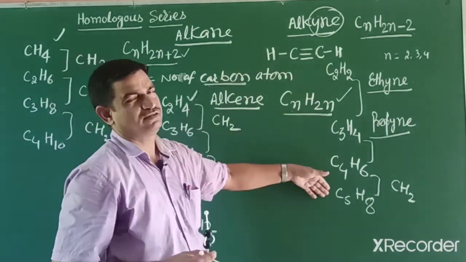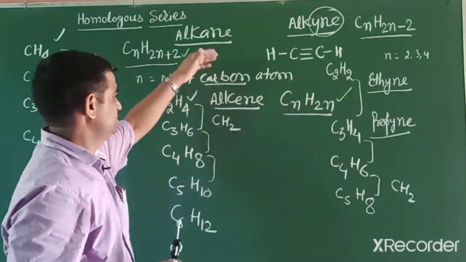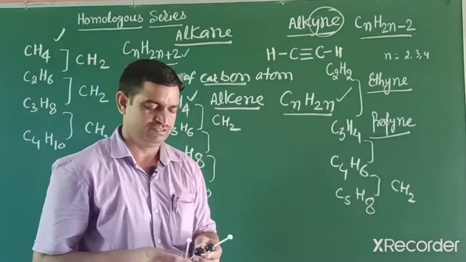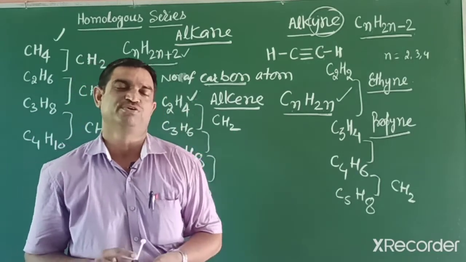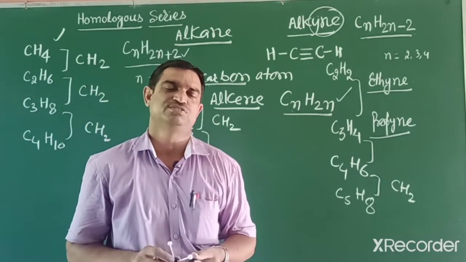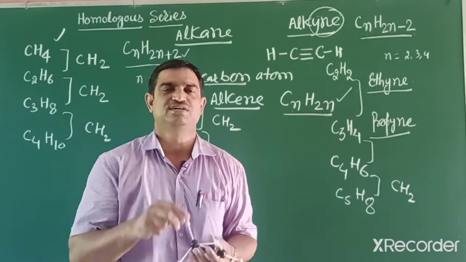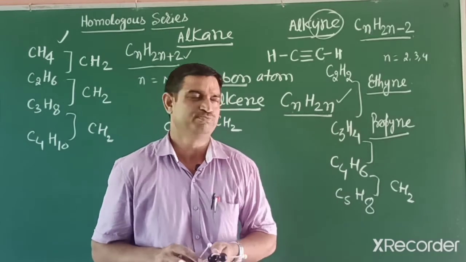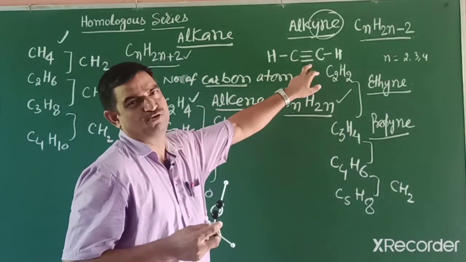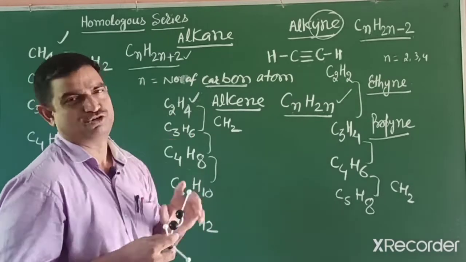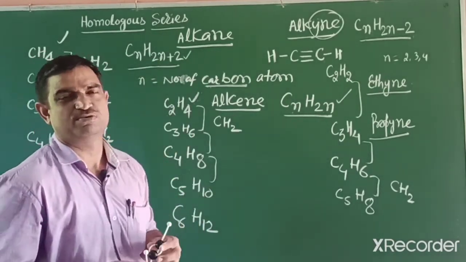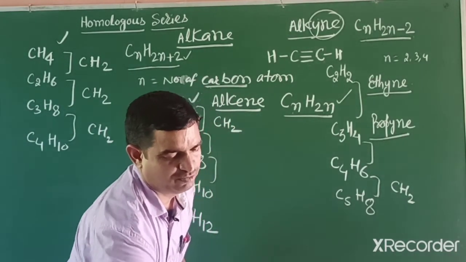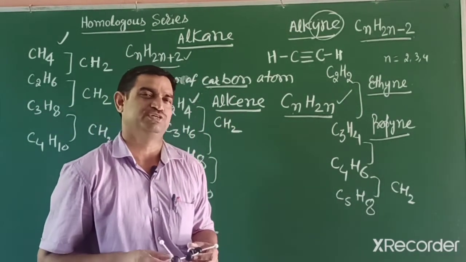So this series is the alkyne series. This one is the alkene series, and the first one is the alkane series. So students, what is a homologous series? A homologous series is a series that can be represented by a general chemical formula and has a characteristic functional group. Functional group means this triple bond is a functional group, a double bond is also a functional group, and normal hydrocarbons that have only single bonds are alkanes or saturated hydrocarbons.